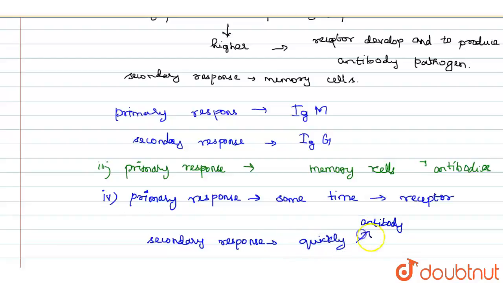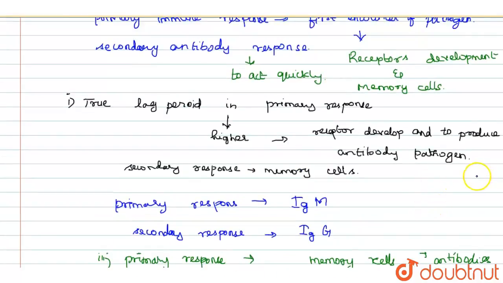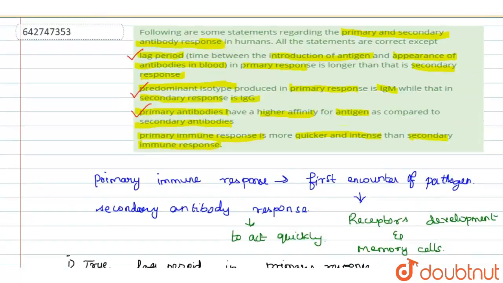the antibody against that pathogen, and here the intensity and the time, as we saw in the fourth point, for the secondary immune response, it is quicker and more intense when compared to primary immune response. But here they are given the vice versa. So the correct answer is: primary immune response is quicker and more intense than secondary immune response is the wrong statement. So the answer for this question is this.